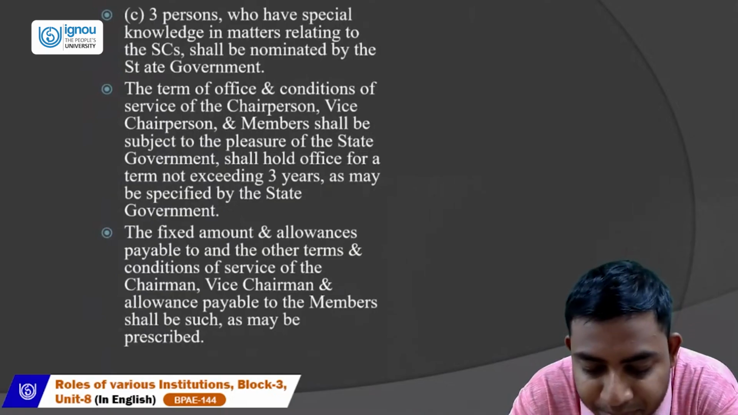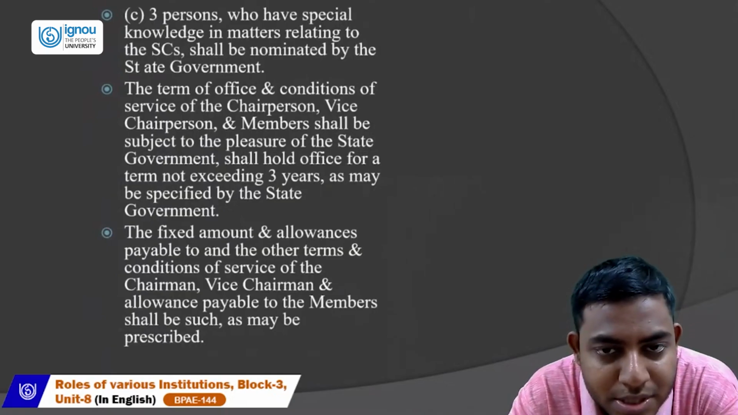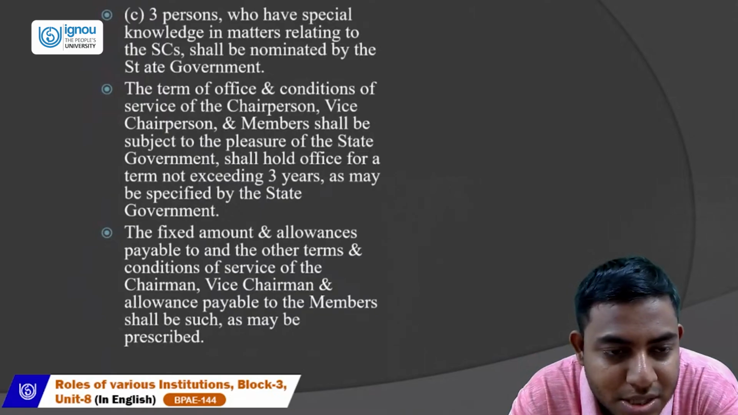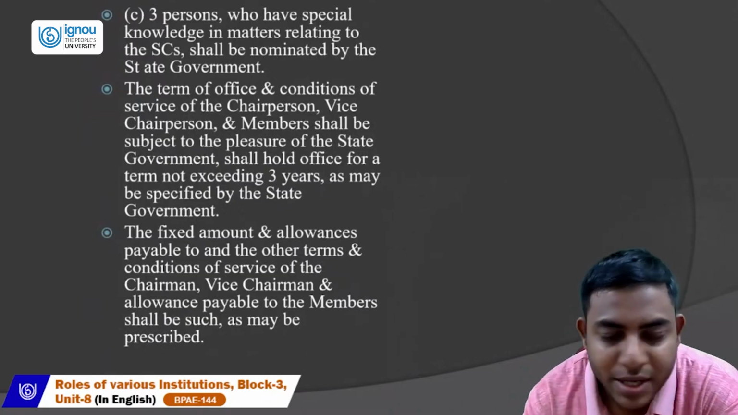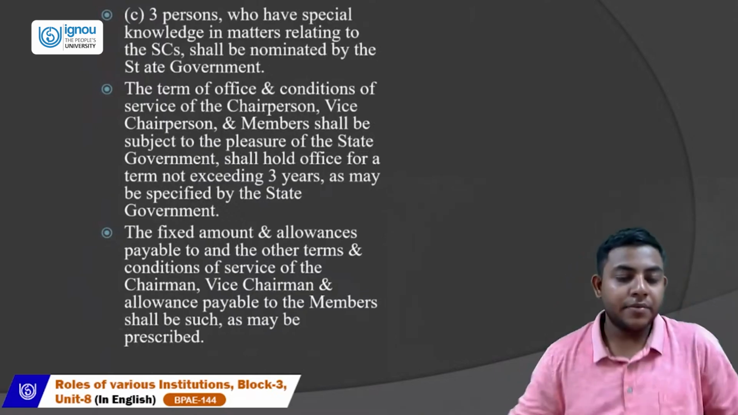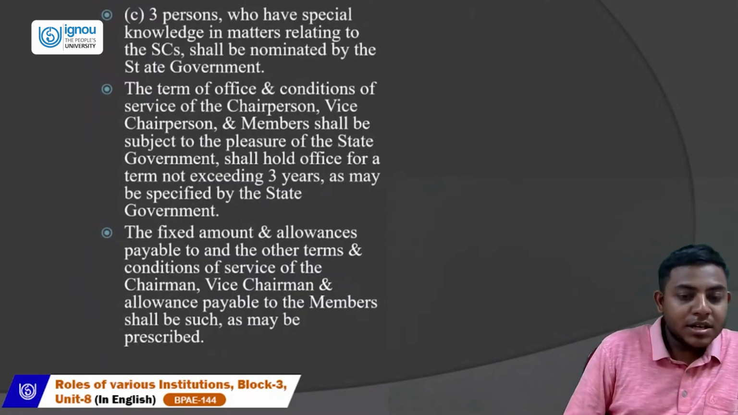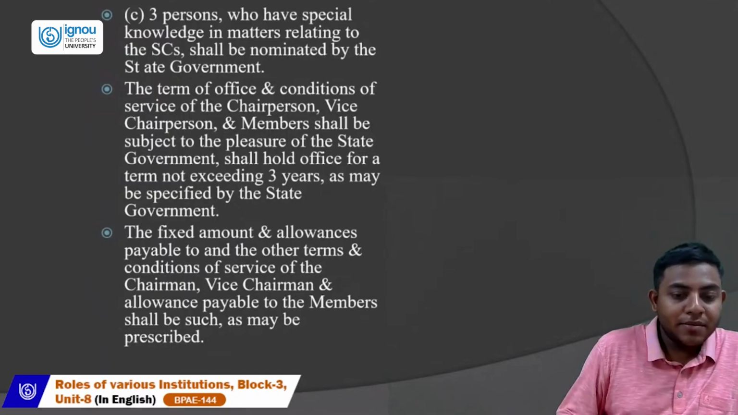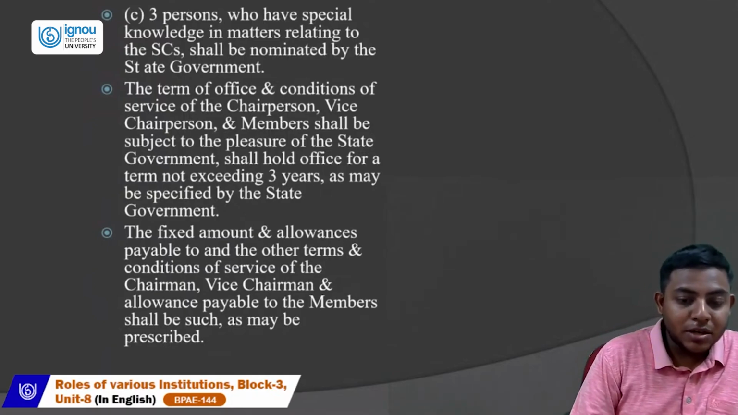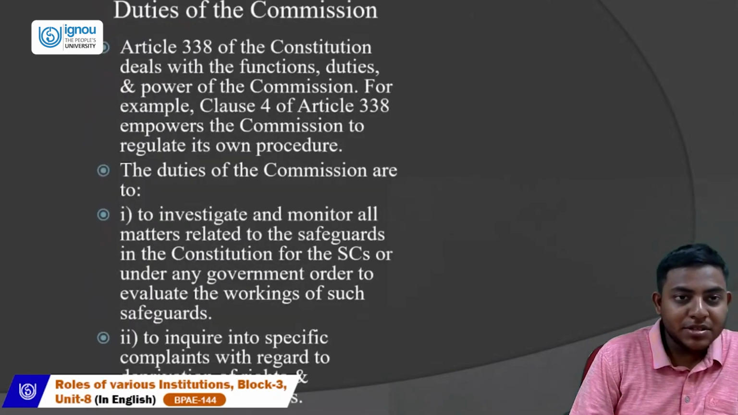The term of office and conditions of service of the chairperson, vice chairperson, and members shall be subject to the pleasure of the state government, and they shall hold office for a term not exceeding 3 years, as may be specified by the state government. The fixed amount and allowances payable to, and the other terms and conditions of service of, the chairman, vice chairman, and the allowance payable to the members shall be such as may be prescribed.